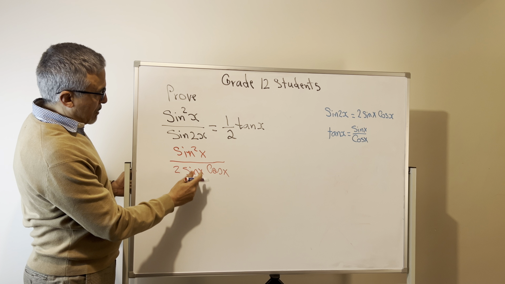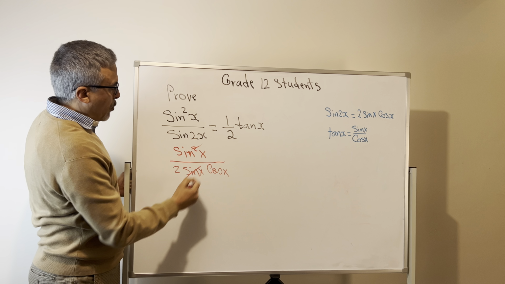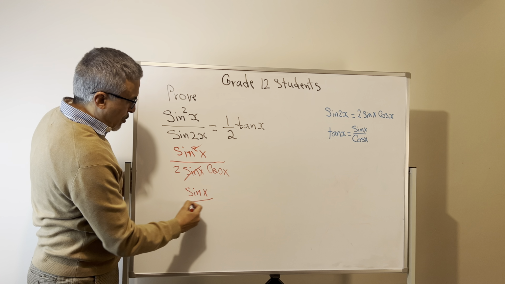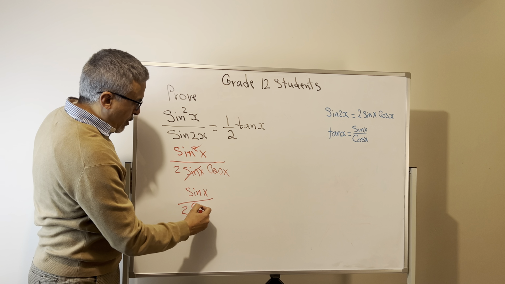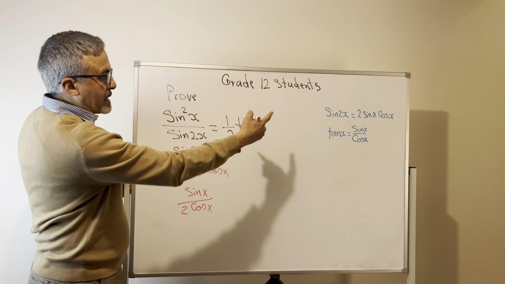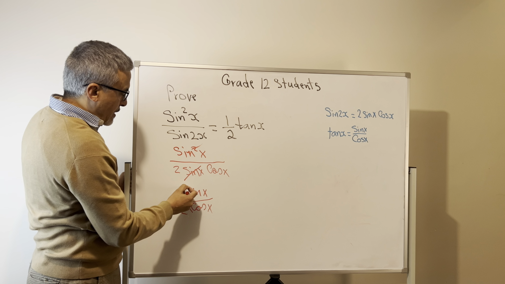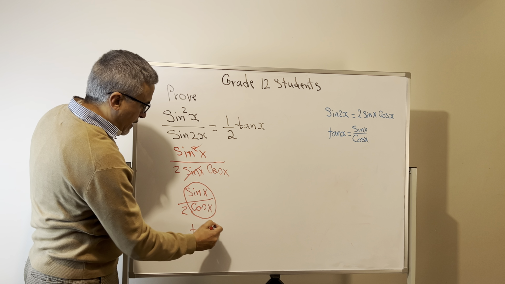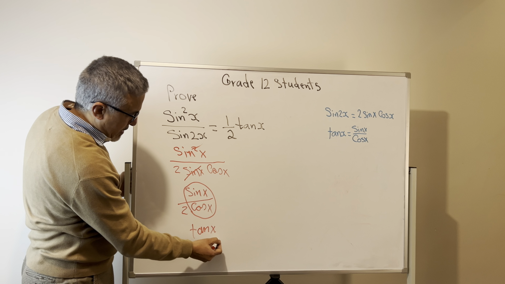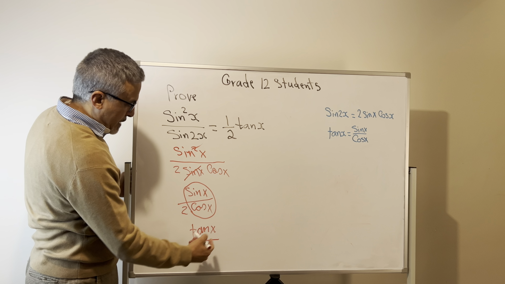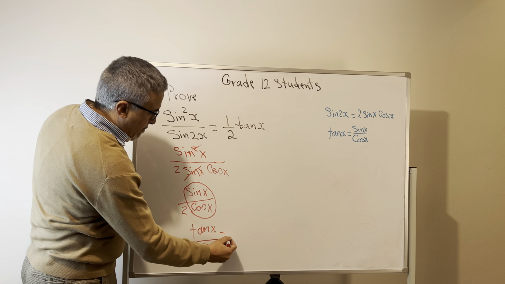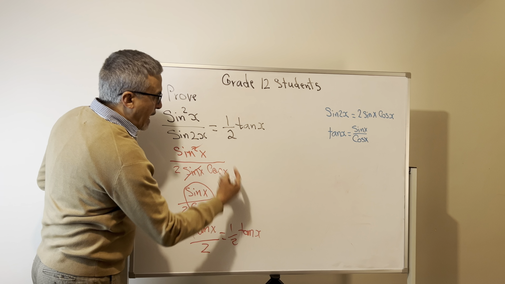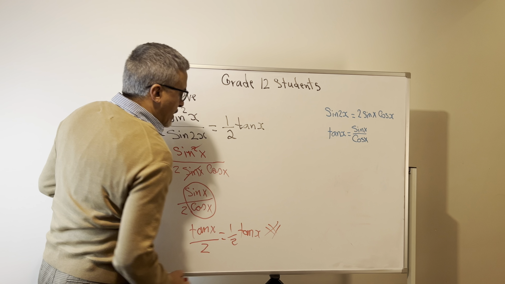Now, as you see, I could cancel the sine x with the square. So I have sine x over 2 cos x. Now, as we said, sine x over cos x is tan x. We could write this as tan x. But remember, there's a 2 on the bottom of the fraction. So that 2 is going to stay there, which is the same as half tan x. And that equals exactly that, and that's what we need to prove for this one.